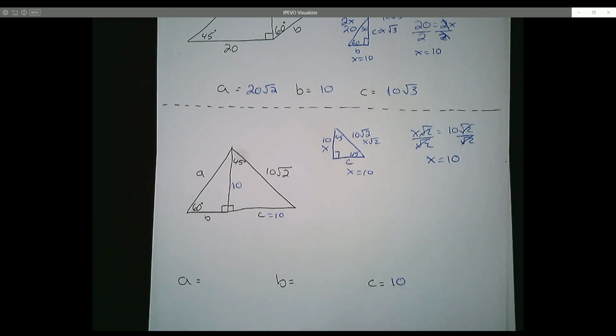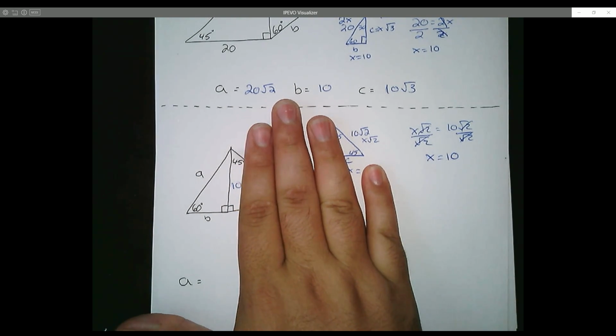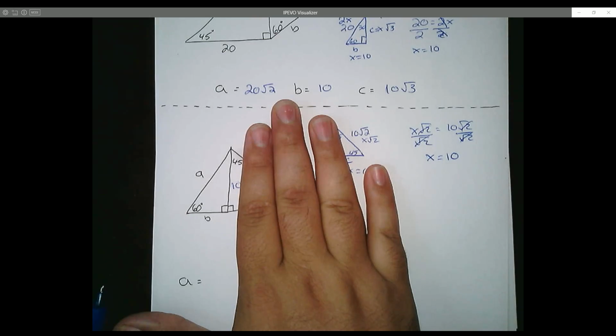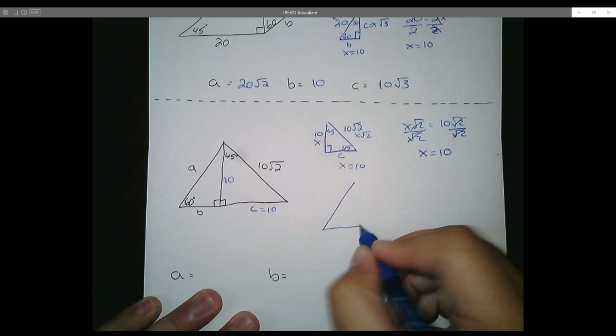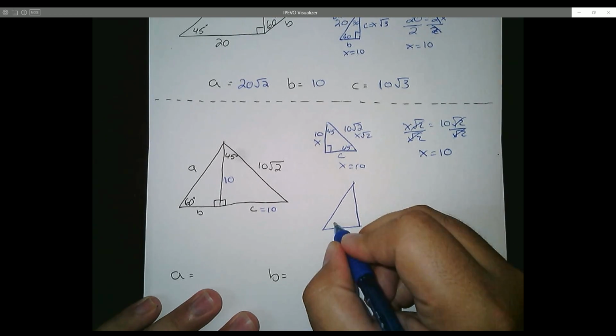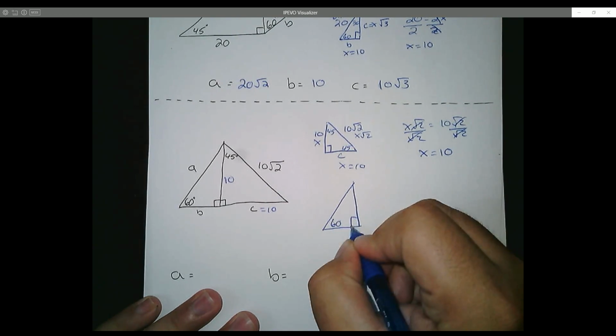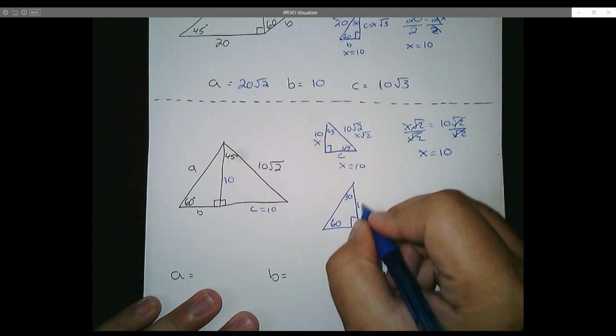Now, since that one's done, I'm going to only work this triangle right here. This AB and this 30, 60, 90 triangle. So I'm going to redraw it out, a little bigger this time. How about that? 60, 90, this has to be 30. And we know this side is 10.